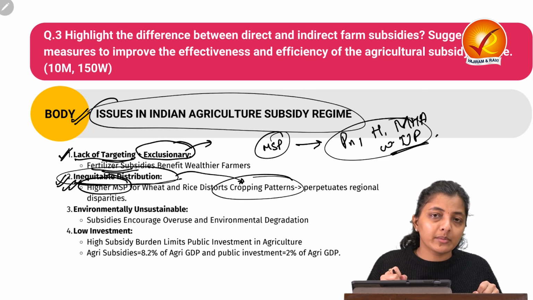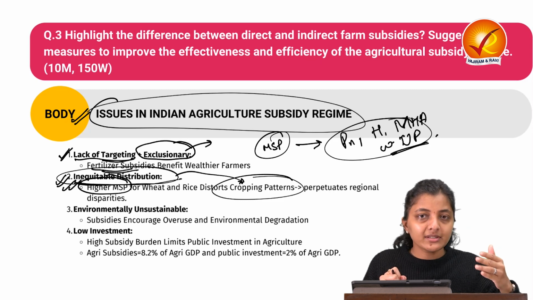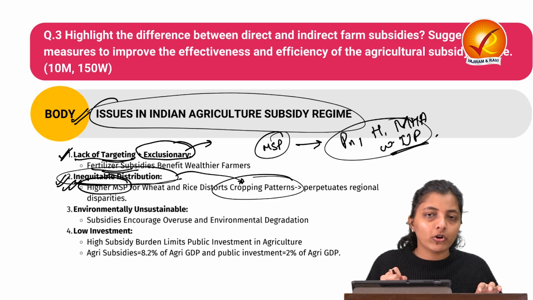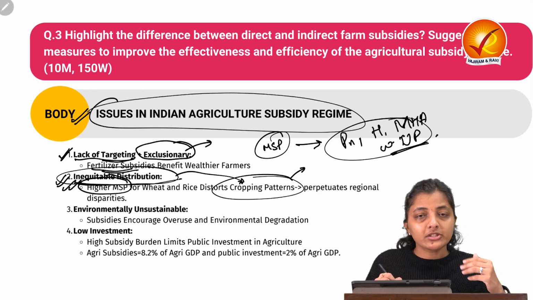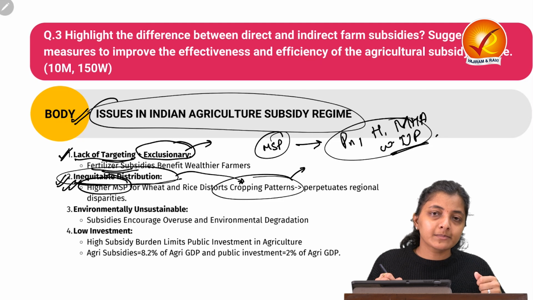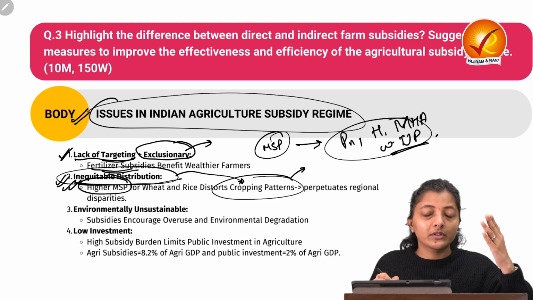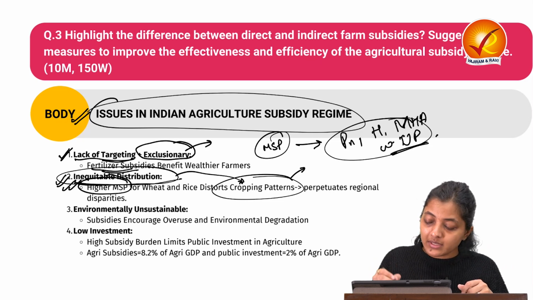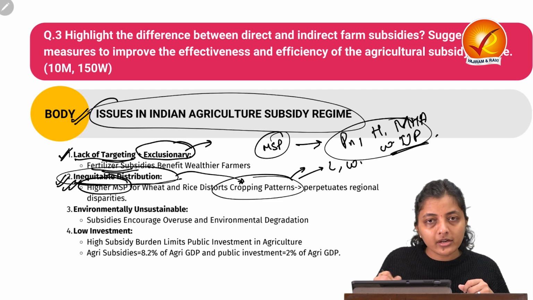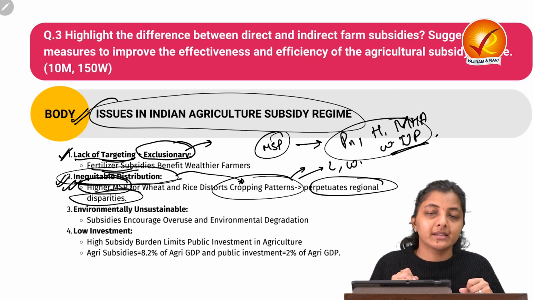Let's take an example of MSP. If MSP is higher for the wheat and rice, then it benefits the farmer for these particular crops only. So the farmer will indulge in monocropping, monoculture of either wheat or rice, and will neglect the cereals, the nutritional products like the millets, etc. So this hampers the land and the water resources, and also it perpetuates the regional disparities as well.